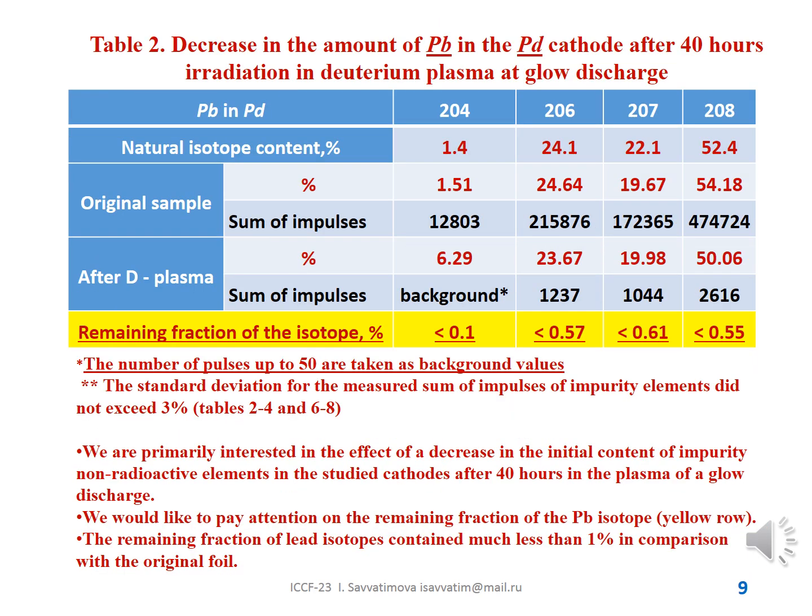We are primarily interested in the effect of a decrease in the initial content of impurity non-radioactive elements in the studied cathodes after 40 hours in the plasma of a glow discharge. We would like to pay attention to the remaining fraction of the lead isotopes, yellow row. The remaining fraction of lead isotopes is much less than 1% in comparison with the original foil.